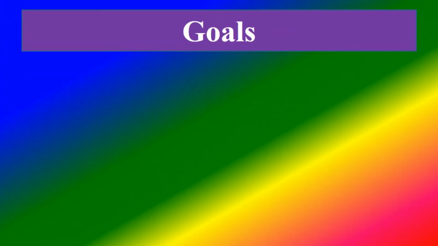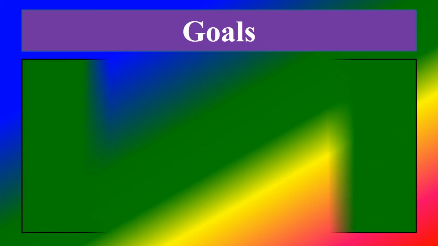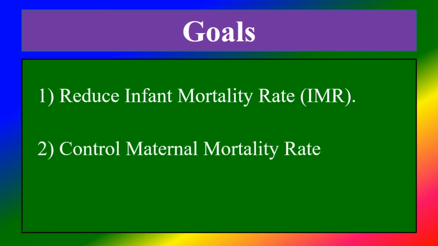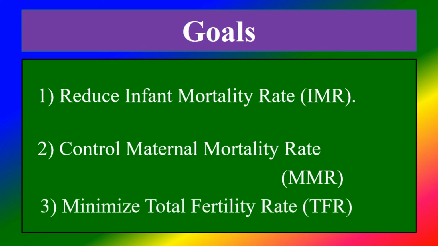Goals of Family Welfare Program. First, to reduce infant mortality rate, IMR. Second, control maternal mortality rate, MMR. Third, minimize total fertility rate, TFR.